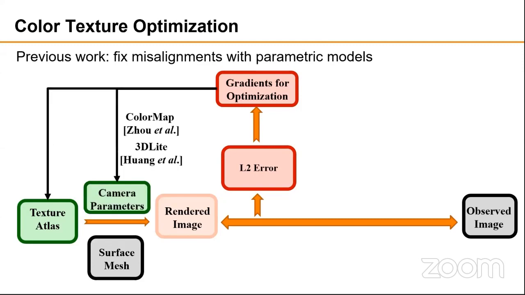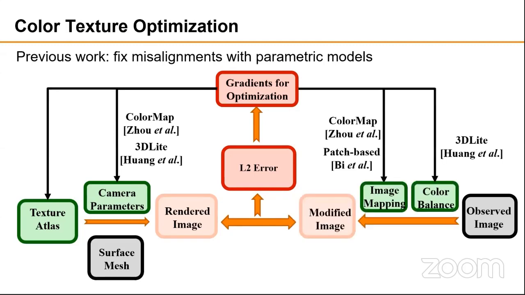Previous work has addressed misalignment problems in this framework by optimizing parametric models that compensate for misalignments. For example, Zhao et al. led off this approach in 2014 by jointly optimizing texture and camera parameters. They and others have tried to optimize parametric models for image space warping and color balance as well. However, handcrafted parametric models cannot handle the complex misalignments that result from poor surface geometry and/or other complex imaging effects.